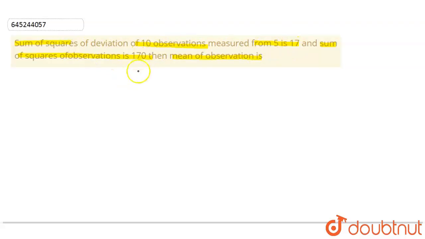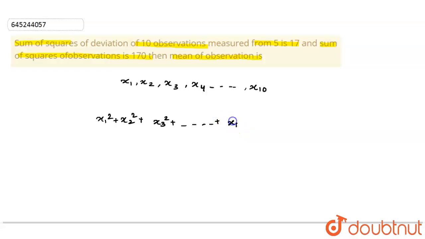So we have been given 10 observations. So let the 10 observations be x1, x2, x3, x4 and similarly so on up to x10. So these are my 10 observations. So it has been given that the sum of squares of the observations is 170. So that means x1 square plus x2 square plus x3 square so on up to x10 square is equal to 170. Let's mark this as equation number 1.